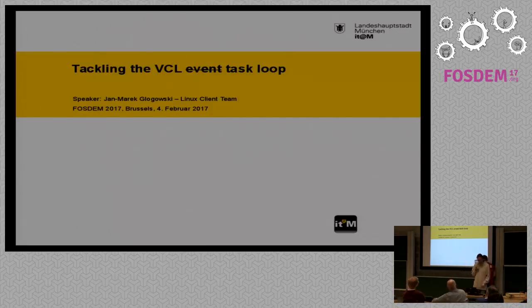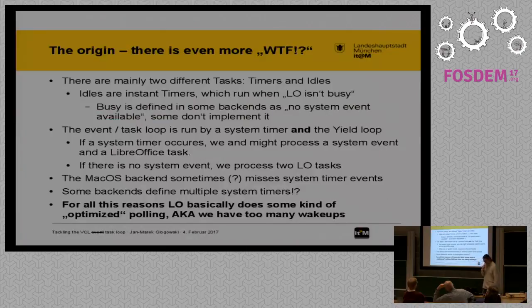So, after those technical problems, old laptop and everything, this is just a little overview about the stuff I've been doing in Munich for the last 2 months, something like that, with some breaks. Basically, the LibreOffice process is all stuff to do in an event loop. In LibreOffice, it's called a task loop. And the current origin where I'm coming from is, there are two different types of tasks. Some are timers, which are executed somewhere in the future, and some are idles, which are executed instantly.